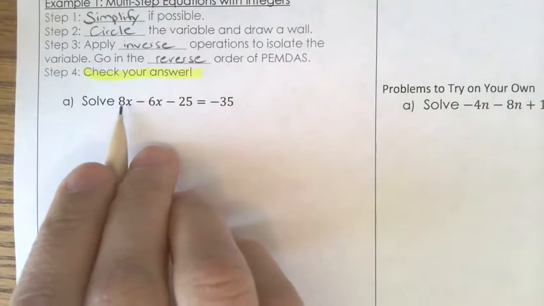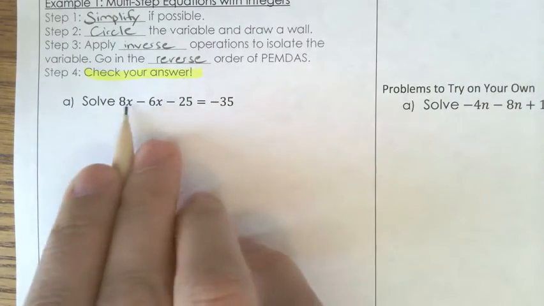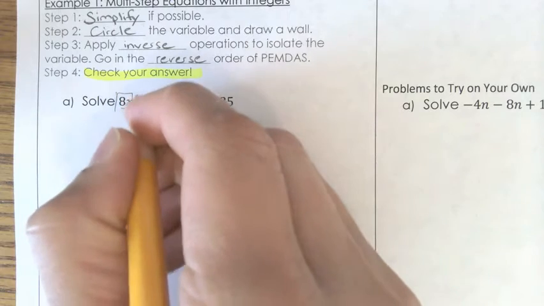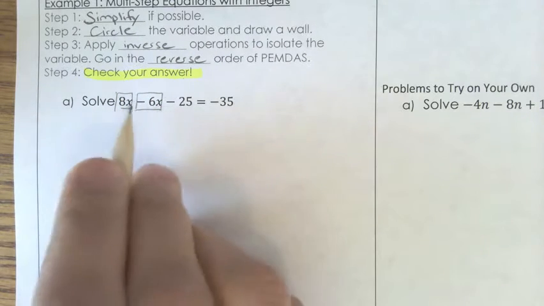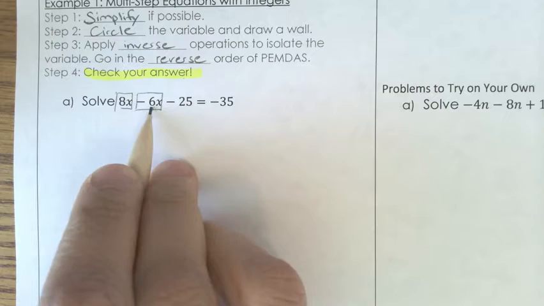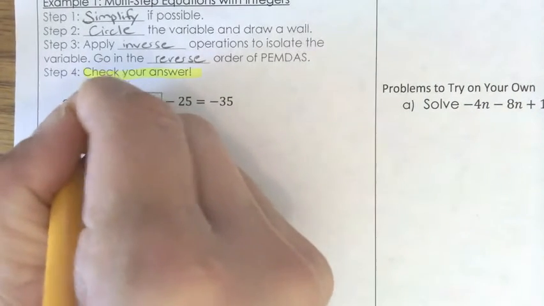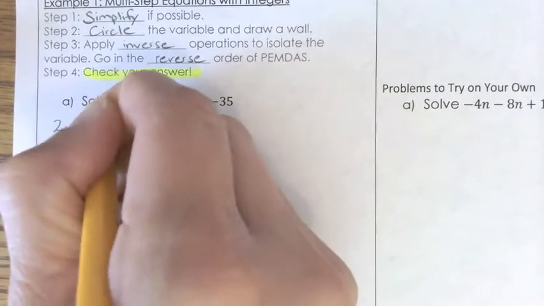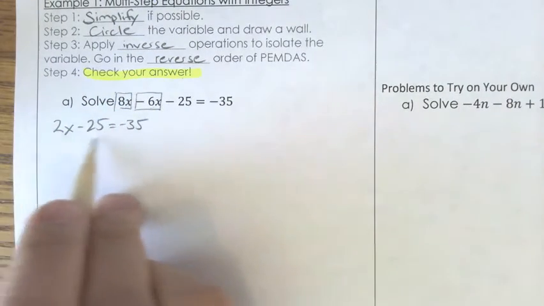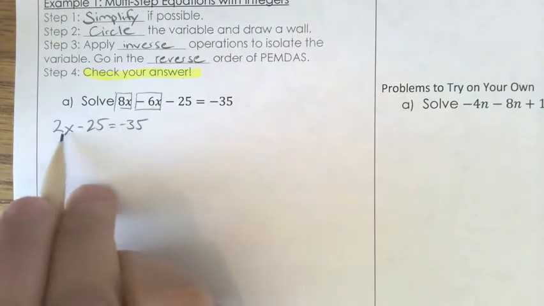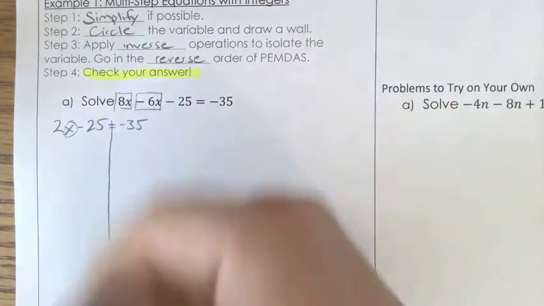So first of all, can we simplify? I see two terms that have an x in it, meaning they're like terms, so I need to combine those first. So 8x minus 6x, or 8x plus negative 6x, you can look at it either way, would give us 2x minus 25 equals negative 35. Now I can't simplify this any further because they're not like terms. So I can circle my variable, draw my wall, and proceed like normal.